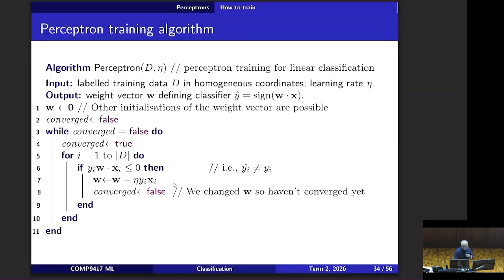All right, so here's the algorithm. The setup is pretty much what we said. We've got training data in homogeneous coordinates. That means we can look at thresholding around 0. We have some learning rate. And then the thing that we learn, the model as such, is just the weight vector. And we're just going to take the sign, or in other words, okay, you've always got to be careful around 0. It could be strictly greater than 0, so strictly positive, or it could be non-negative, so greater than or equal to 0.